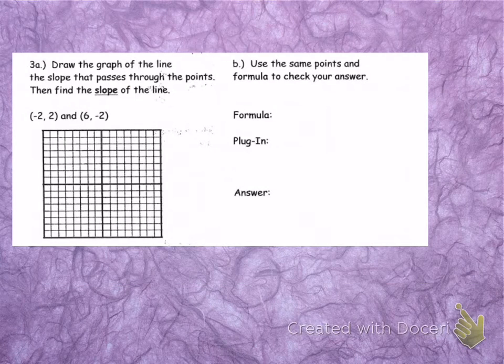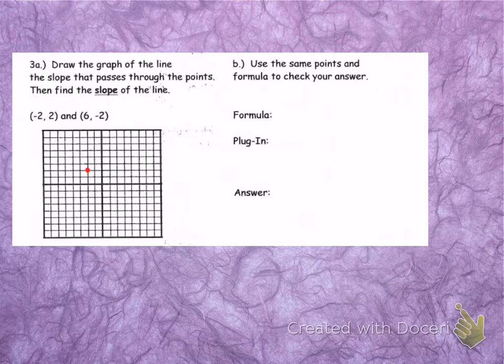So on the next example, we're just going to practice that. We're going to plot a graph of a line and then find the slope. And so we have the point -2, 2. Let's see if I can graph this one correctly the first time. So we're going -2, to the left 2, +2, up 2. And so there's our first point.